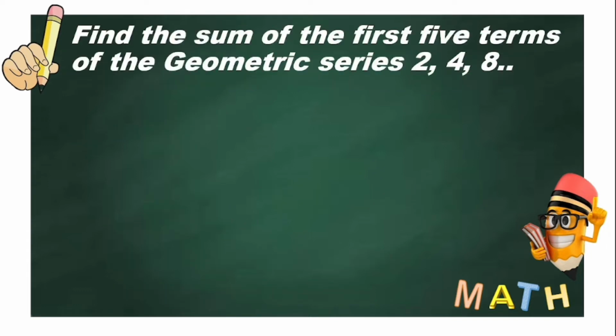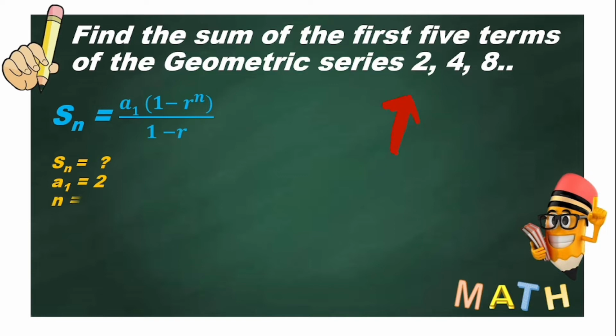We are asked to find the sum of the first 5 terms of the geometric series 2, 4, 8, and so on. Using the formula S sub n is equal to a sub 1 times quantity 1 minus r raised to n all over 1 minus r, let us identify the given in this example, wherein we are asked to find the S sub n or the sum of the first 5 terms. A sub 1 is 2, n is equal to 5, obviously because we have 5 terms, and r is the common ratio that is equal to 2.